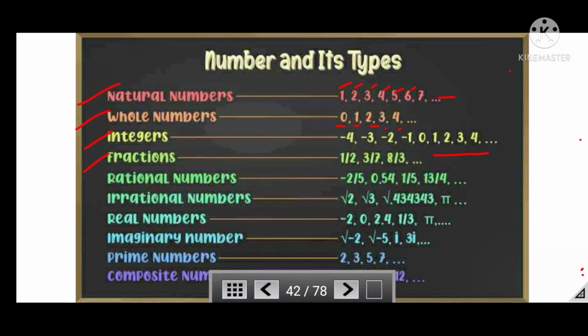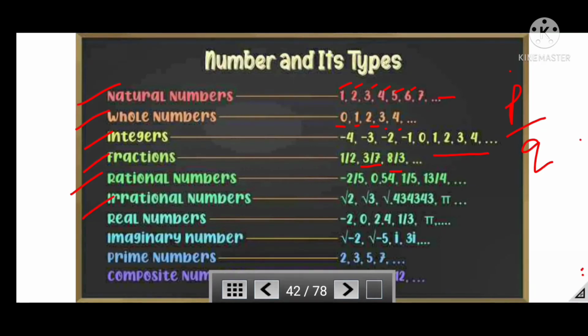Next is fractions. Fractions are one type of rational numbers. These are in the form of p by q, like 1 by 2, 3 by 7, 8 by 3. Next is rational numbers: minus 2 by 5, 0.54, 1 by 5, 13 by 4.